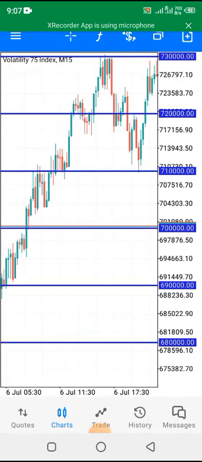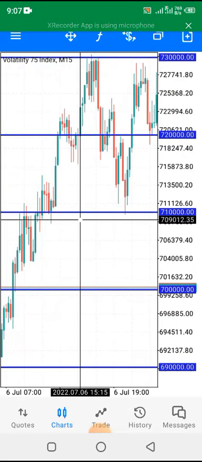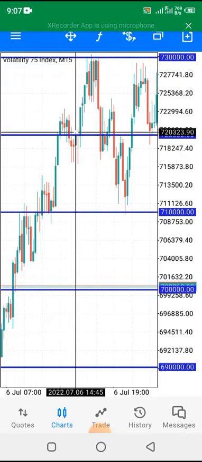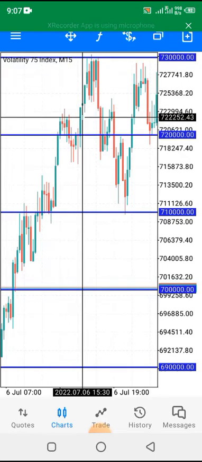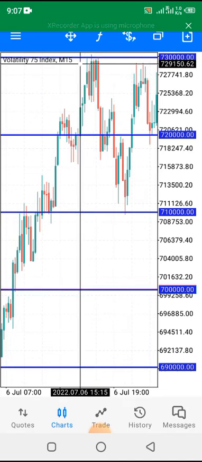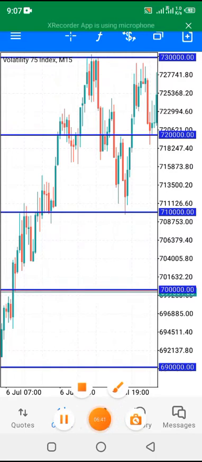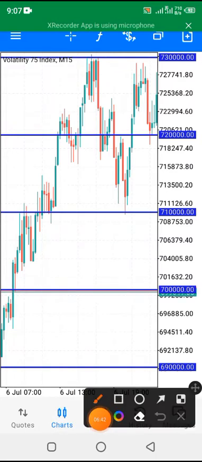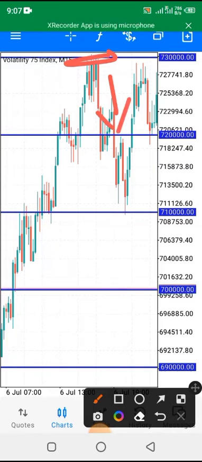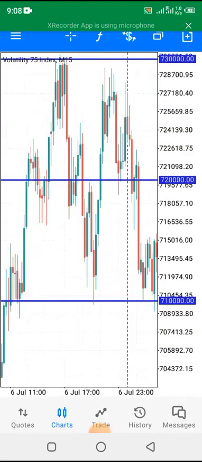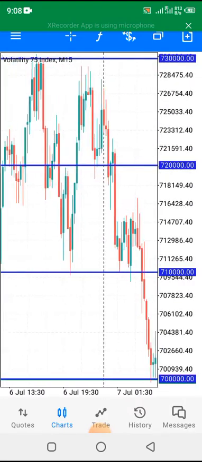What about here, above? When price traded above and just reached this 730,000 level over here, you could see this acted as our resistance, and price just came down until over there. You see, guys, what I'm telling you. These levels will act as your support and resistance.